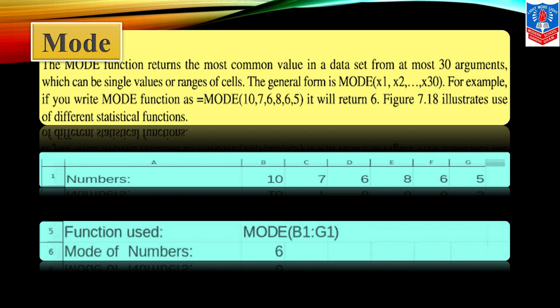The cell range is what? 10, 7, 6, 8, 6, 5. You can write any numbers for trying the example, children, right? So here the illustration is given. You can go through it on your own computer system. You can try more examples.